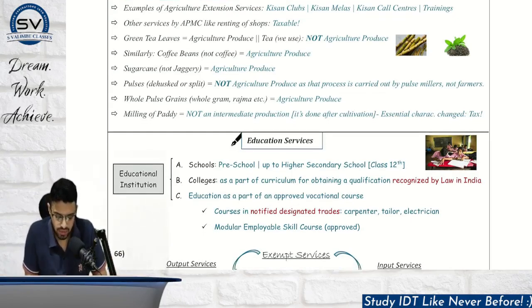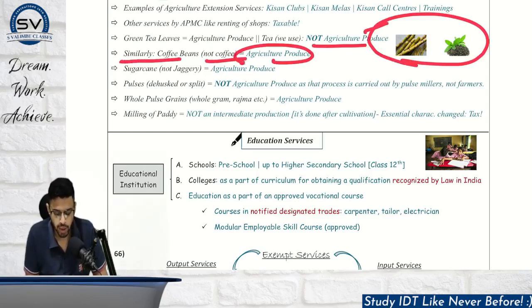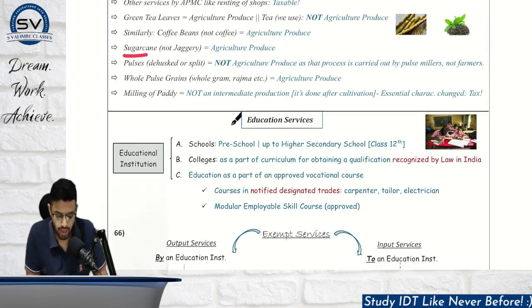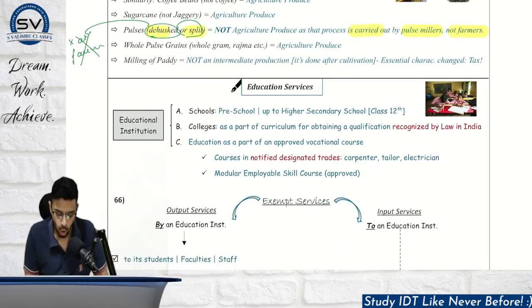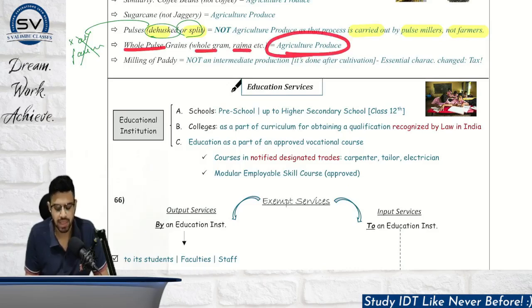Next, green tea leaves are agriculture produce, but the tea we use, the retail product, is obviously not agriculture produce. Coffee beans are agriculture produce, not the processed coffee that we use. Sugarcane is agriculture produce, not the jaggery. Okay. Pulses, dehusked or split, are also not agriculture produce, because the process of dehusking is generally carried out by the pulse millers and not the farmers. So basically these processes are not happening at the farm. So again GST will be leviable. Whole pulse grains, whole gram, rajma, these are all agriculture produce. So basically the exemption will be given.